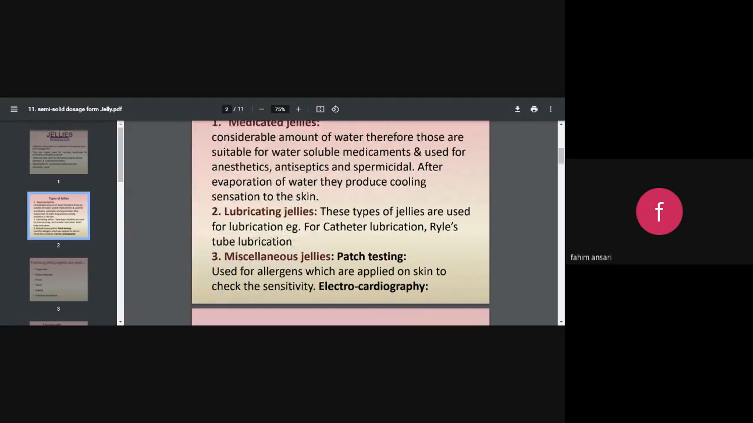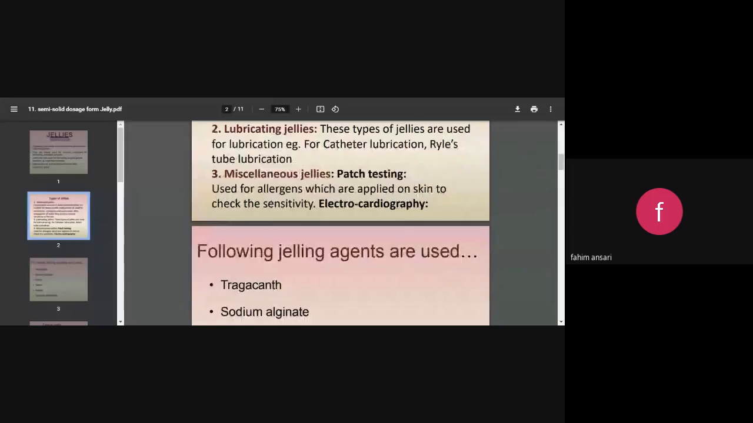Third is the miscellaneous jellies. Miscellaneous jellies are mainly meant for patch testing and electrocardiography, and some other jellies which do not have any pharmacological actions. Jellies are used as a vehicle for allergens which are applied on the skin to check sensitivity. On drying, a residual film is formed which helps to keep the patches separate and avoid confusing results. Second is electrocardiography jelly, used with the electrocardiogram to stick the knob in place.